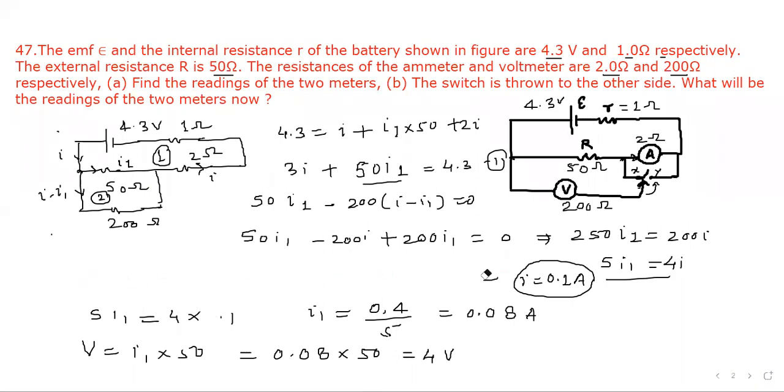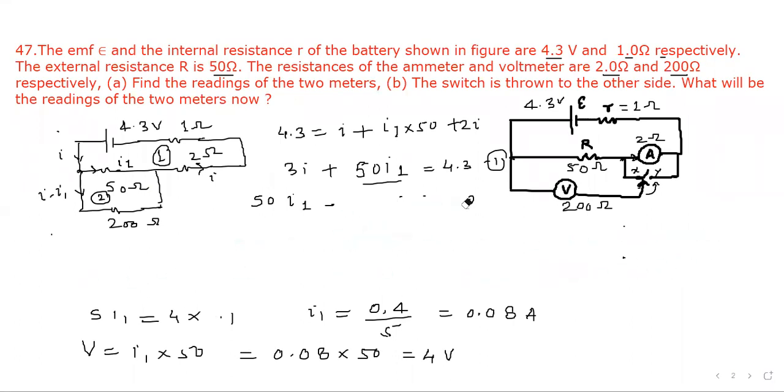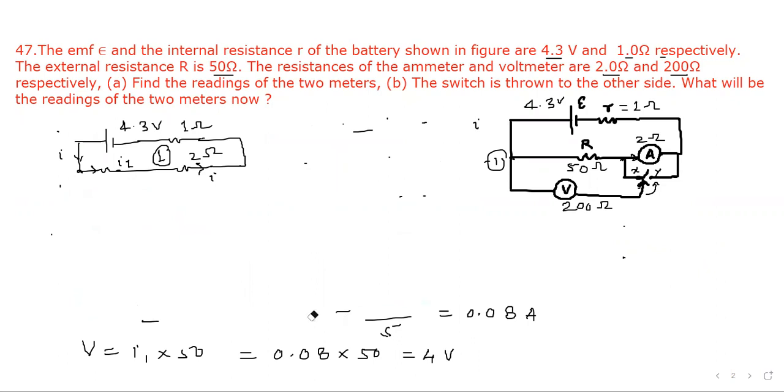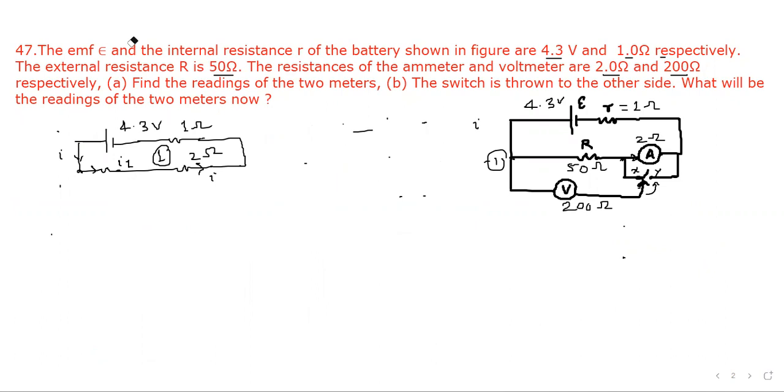Now let's consider the second case. In the second case, as I told you earlier, this 200 ohm resistance will be in parallel to the series combination of this 50 ohm and 2 ohm. So in this case, this is 200 ohm. Current I is coming from this battery. This is I1, then I minus I1 will pass through this. Now, if we consider the first loop, what do we get?